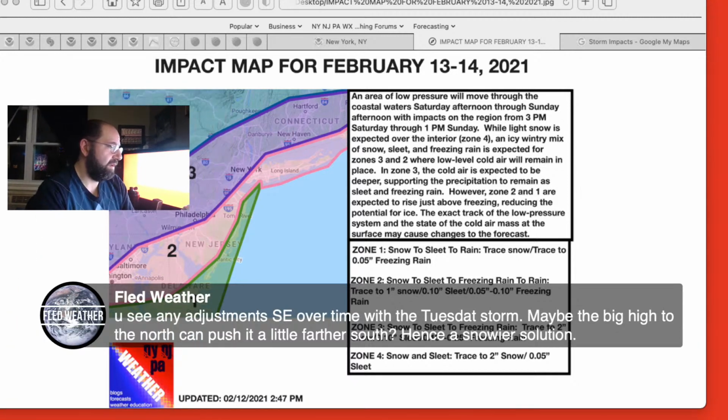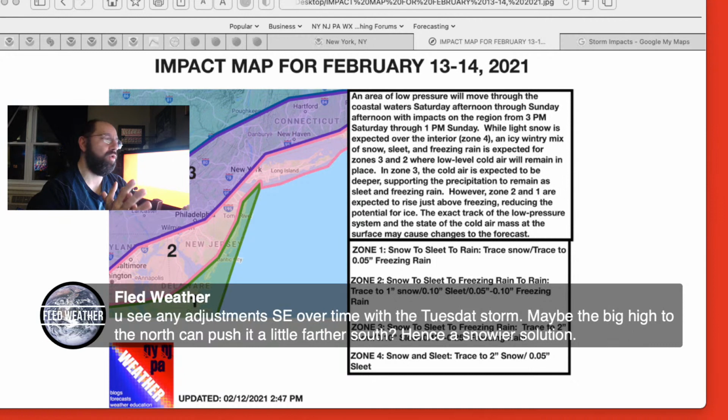Let's see. Let me move this. You see any adjustments south and east? Maybe a big high. Okay. I don't see a snowier solution because of the state of the 850 millibar temperatures. You're going to have to really have a massive adjustment to turn it into a colder storm in that respect.